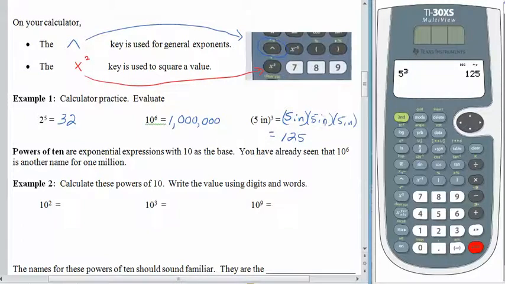125, and inches times inches times inches give us cubic inches. Okay, what we did before, we saw a particular power of 10. A power of 10 is an exponential expression with 10 as the base. So over here, when we calculated 10 to the 6th power, we ended up with a power of 10. 10 to the 6th power is another name for 1 million.